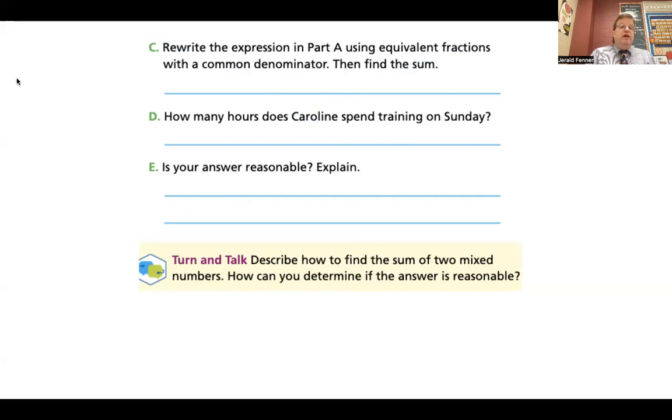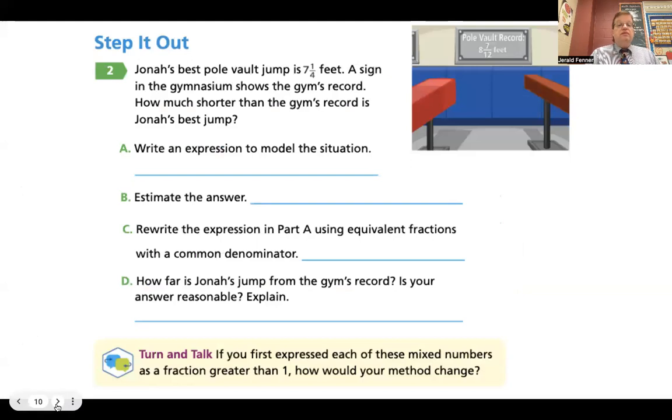All right, so let's move on to the very next page. Okay, once again, we're going to do the same thing again. We're going to highlight the important information. Jonah's best pole vault time was 7 1/4 feet. A sign in the gymnasium shows the gym's record. How much shorter than the gym's record is Jonah's best jump? So we first find what is the important information. You start off by highlighting the question.